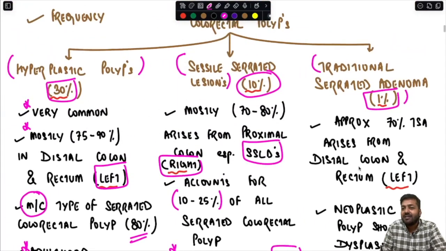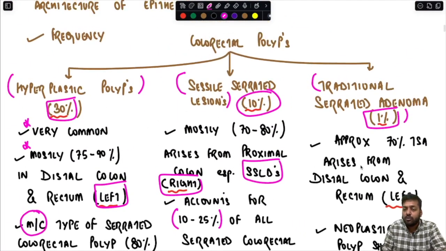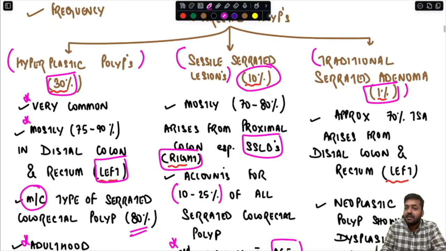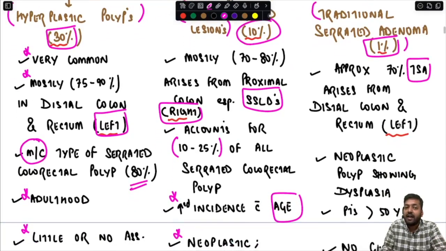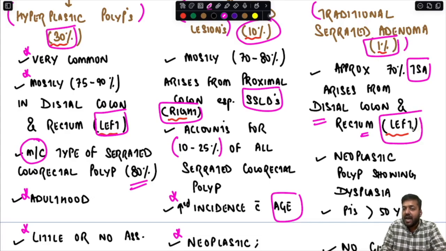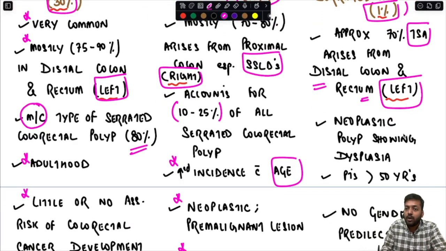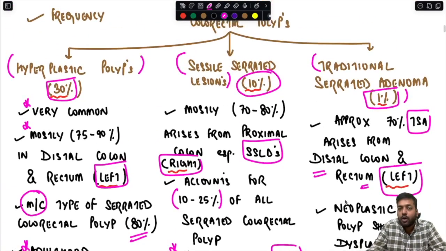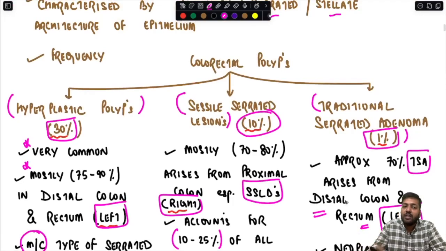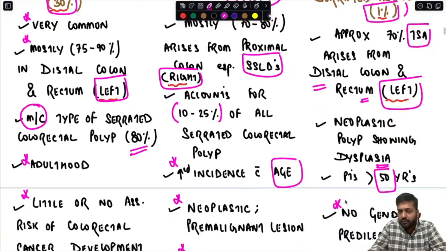And coming to traditional serrated adenoma, they constitute only 1% of all the colorectal polyps, and approximately 70% of the TSAs arise from the distal colon and rectum, just like the hyperplastic polyp, that is on the left side. Again, these are also neoplastic polyps showing dysplasia. The patients are usually more than 50 years of age, and there is no gender predilection for traditional serrated adenoma. So I hope the epidemiology of each one of these lesions is crystal clear to everyone.